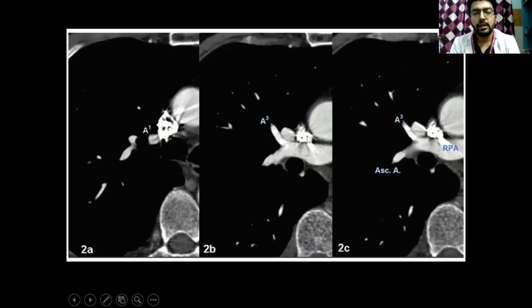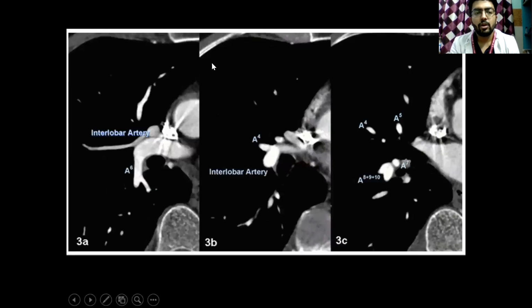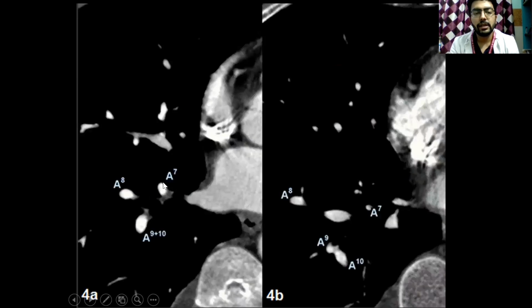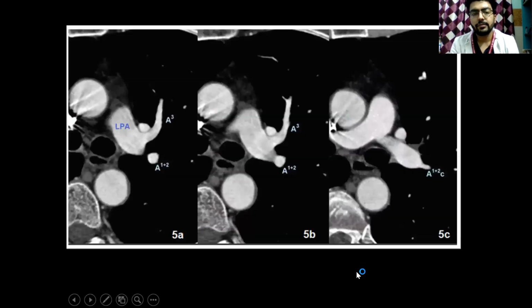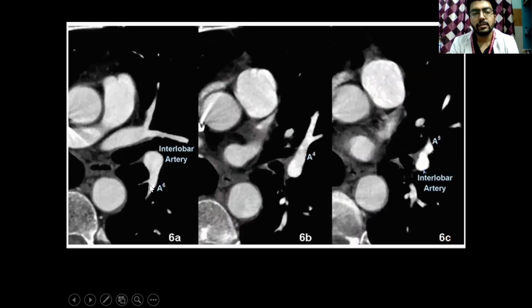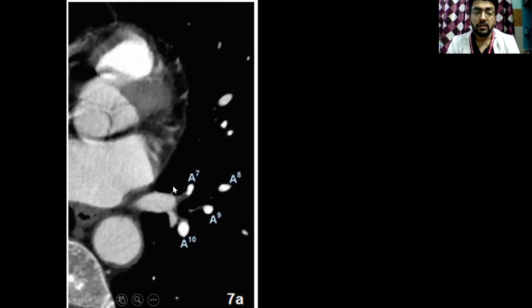This is the A1, A3 ascending artery, interlobar artery, A6 branch, A4 interlobar artery, A4, A5, A8, 9, 10, and A7. This is the A7, A8, A9, A10 arteries. This is the left pulmonary artery, A3 branch, A12 branch. This is the interlobar artery. This is the A6, A4 interlobar artery, A5 branch. This is the left A7, A8, A9, and A10 branch.